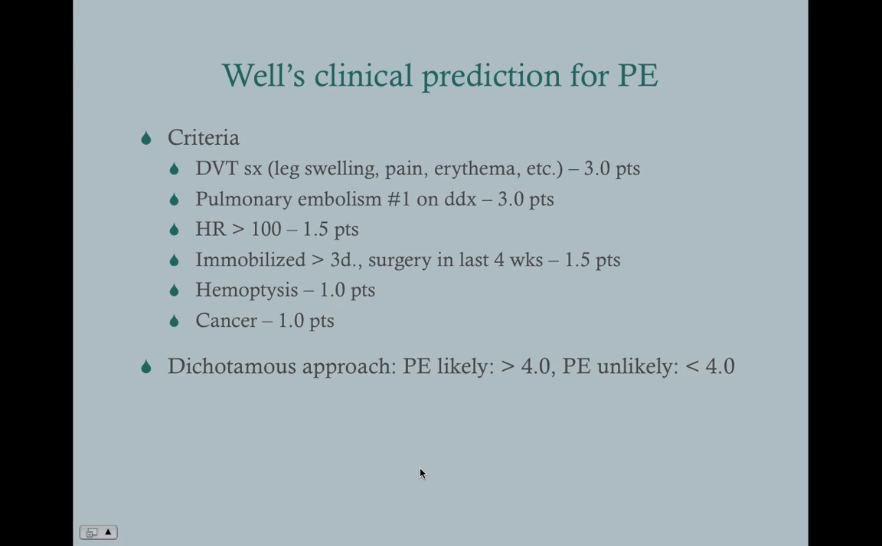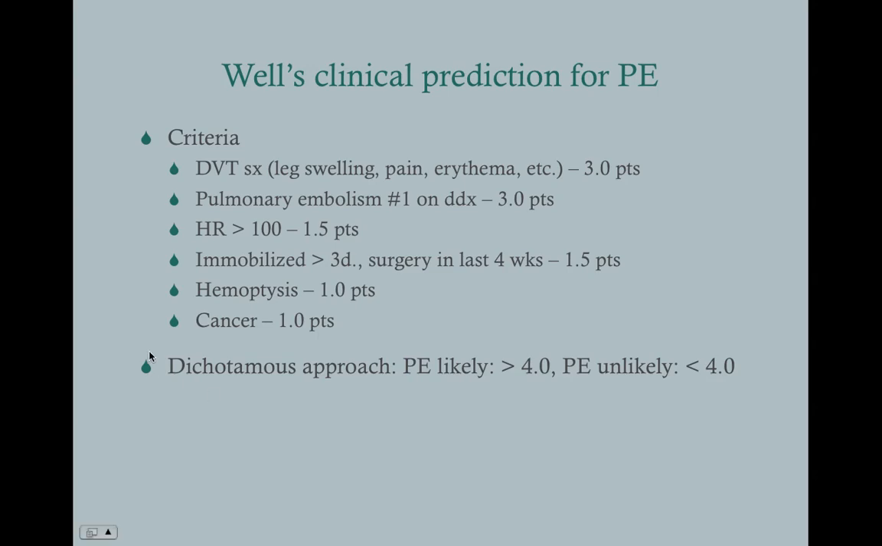So I like to use the Wells clinical prediction rule for pulmonary embolism. There are various different clinical predictor techniques or criteria that you can use, but this one's my favorite because it's only 6 different criteria, which are pretty easy to remember because they are your risk factors for PE. So basically what you're doing is assigning points to these different risk factors, and what this is going to be useful for is this dichotomous approach, which I'll teach you next.